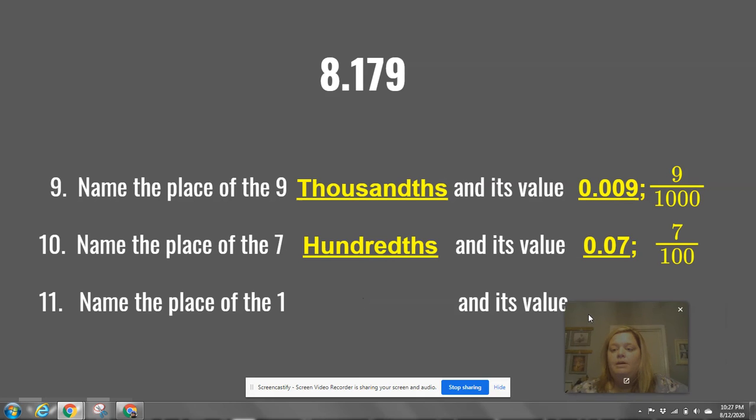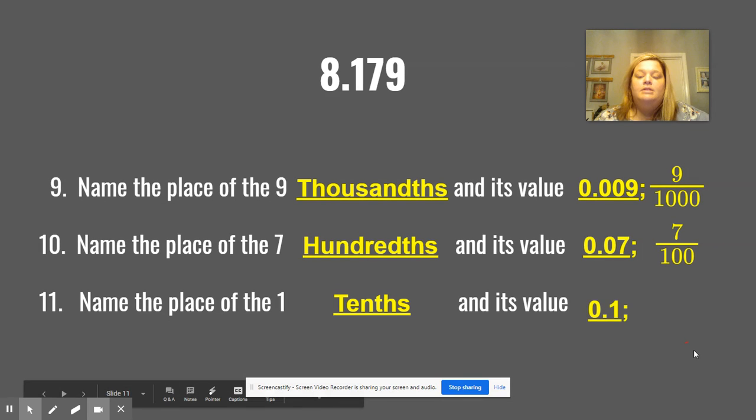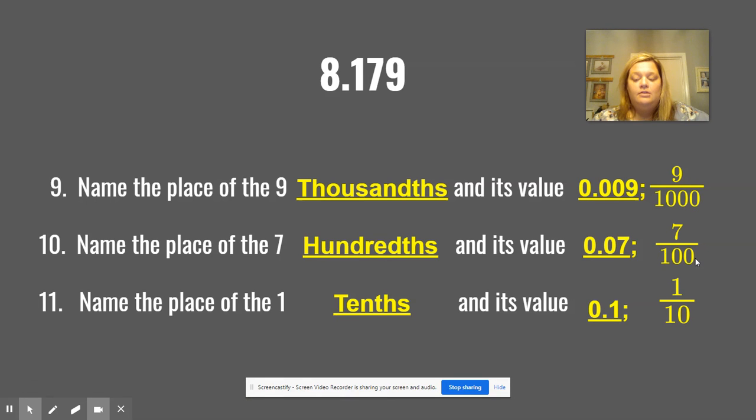And I'm going to move my picture over here for right now. Okay, and the 1, if we keep this pattern going, the place value of the 1 is in the tens place, and its value is 1/10, or 1 over 10. So if you were to say these fractions, it would be 9 thousandths, 7 hundredths, 1/10. Okay? You got that written down?